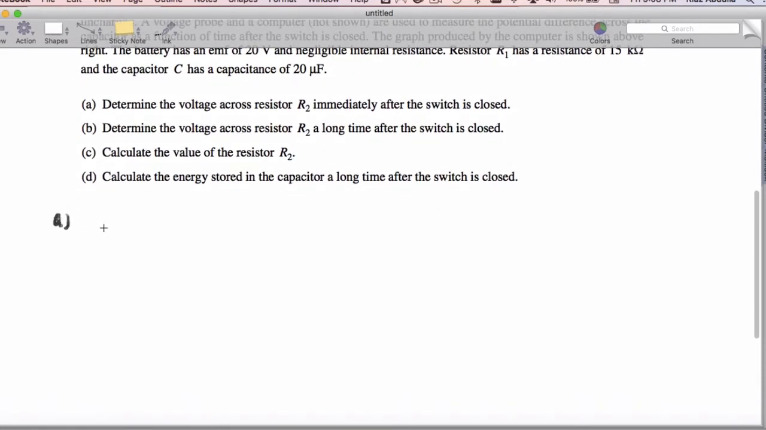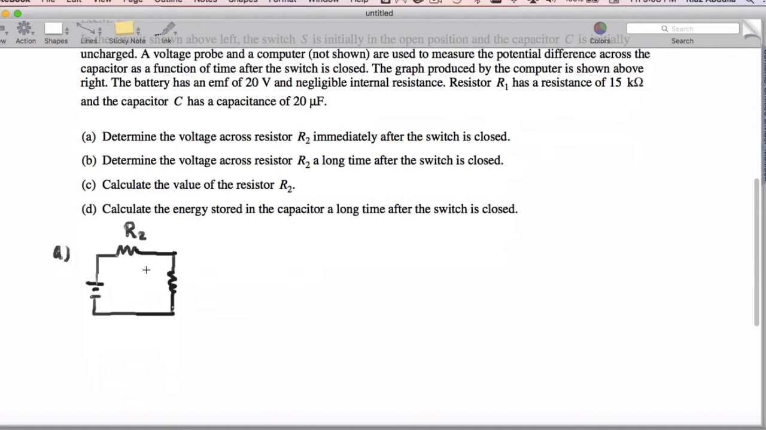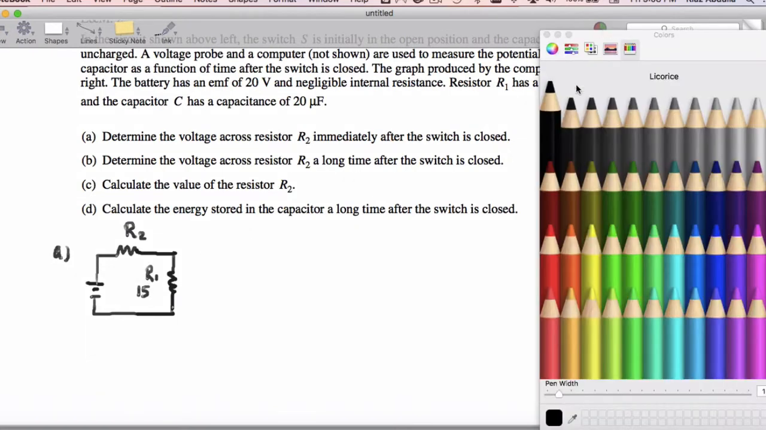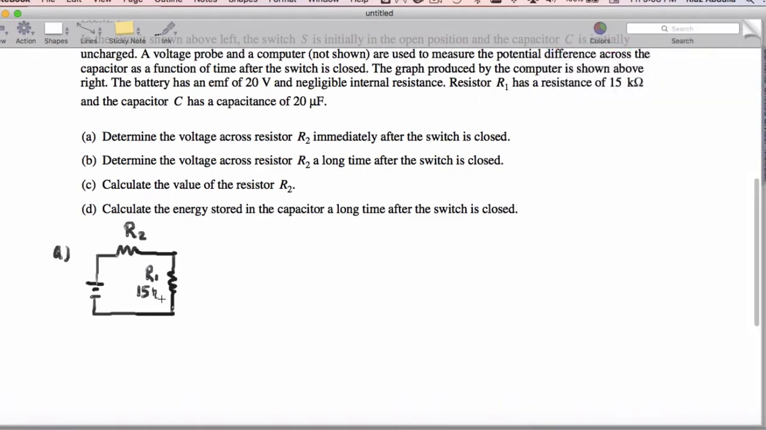So for part A, let's actually redraw the circuit at time equals 0 with the switch closed. So I have R2 right here. I have R1 here. And we have just an R2 label here. R1 is 15 kiloohms. And we have a 20 volt battery here.